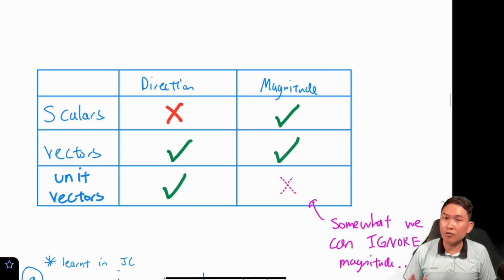Just to clarify, the unit vector does have a magnitude, but it has a magnitude of 1, which is quite a neutral number. We'll see why that is a neutral number later on. So really, the motivation behind unit vectors is to convey the sense of direction.